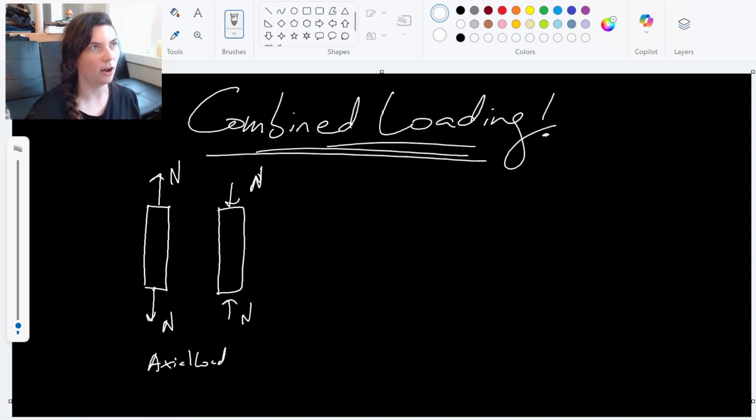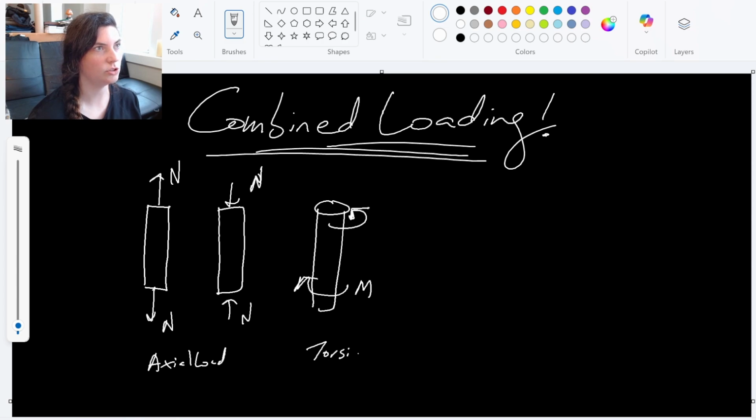And then we talked about torsion, right? We spent some time on torsion. That's when we had these typically circular members that were being rotated, right? So they were being subjected to moments, and this was torsion. We talked about the stress related to that.